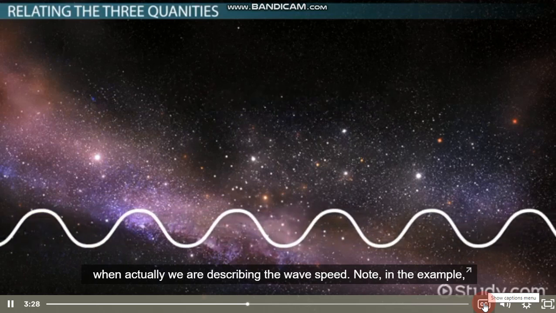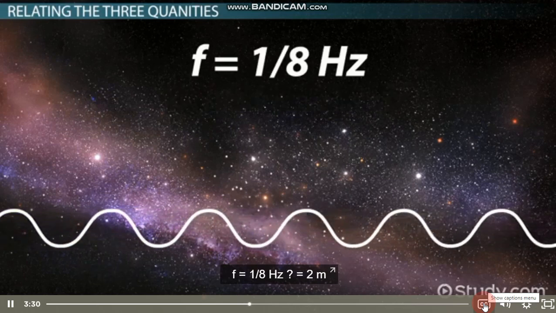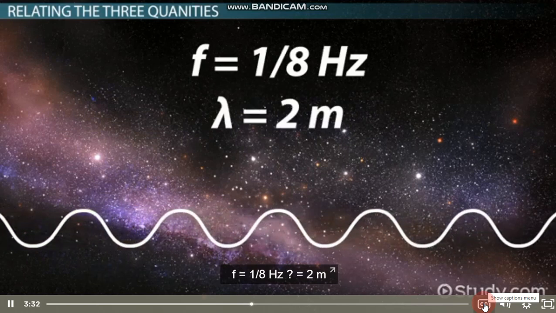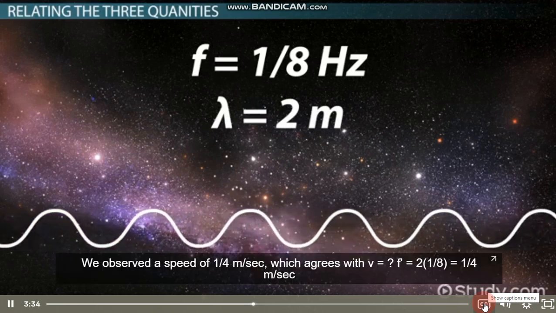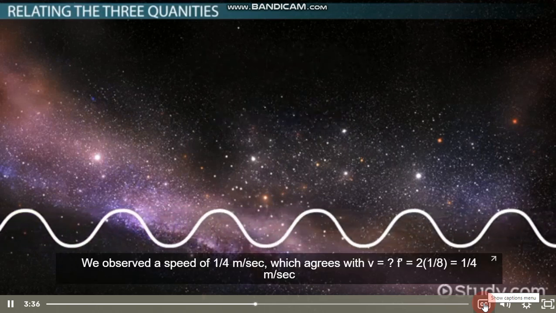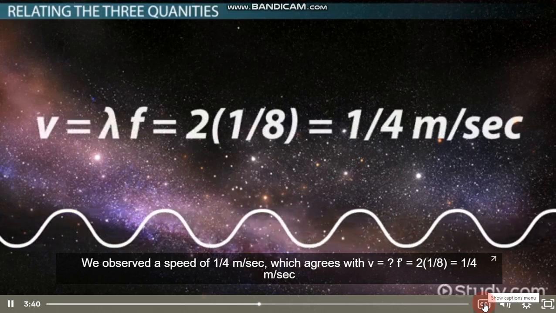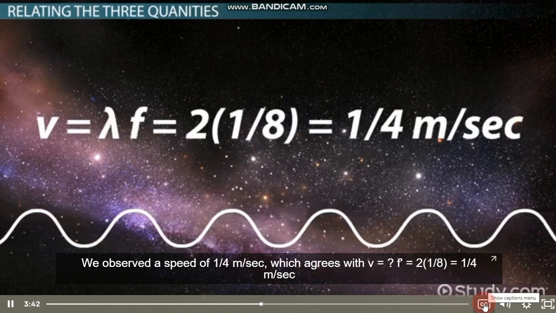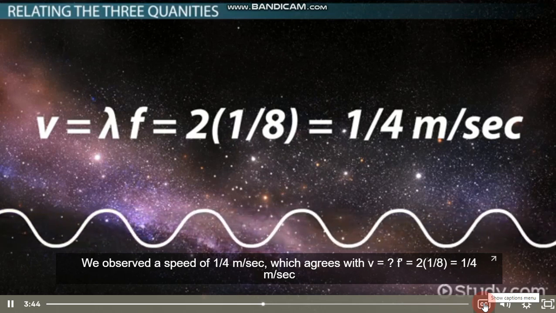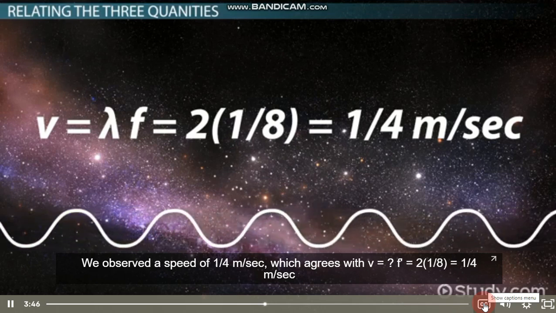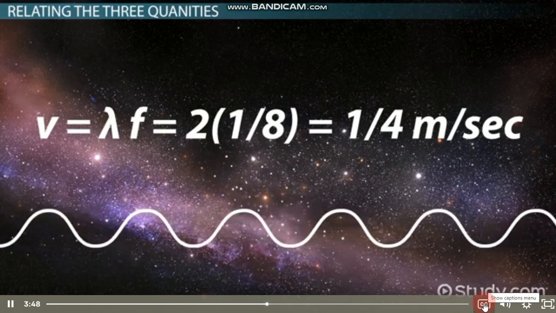Note, in the example, f equals 1/8 hertz, wavelength equals 2 meters. We observed a speed of 1/4 meters per second, which agrees with v equals wavelength times f, equals 2 times 1/8, equals 1/4 meters per second.